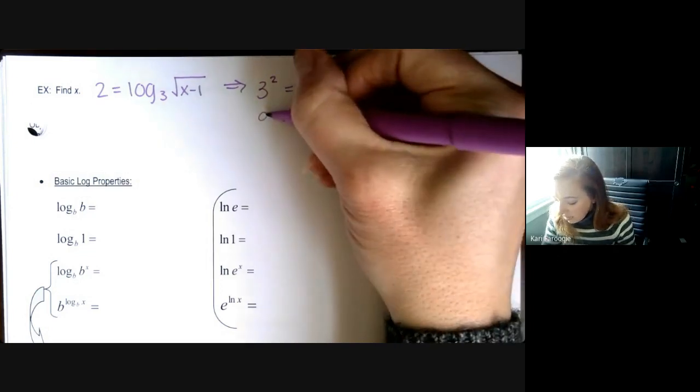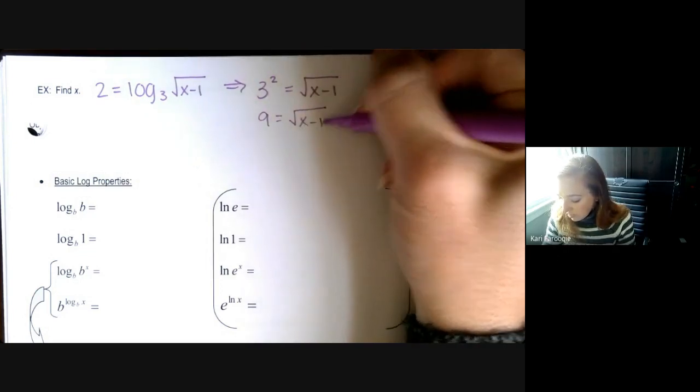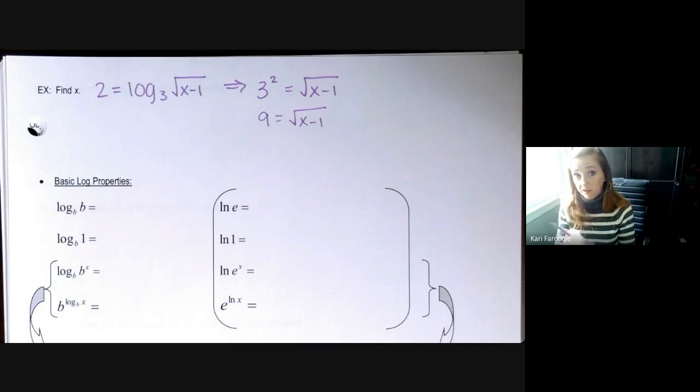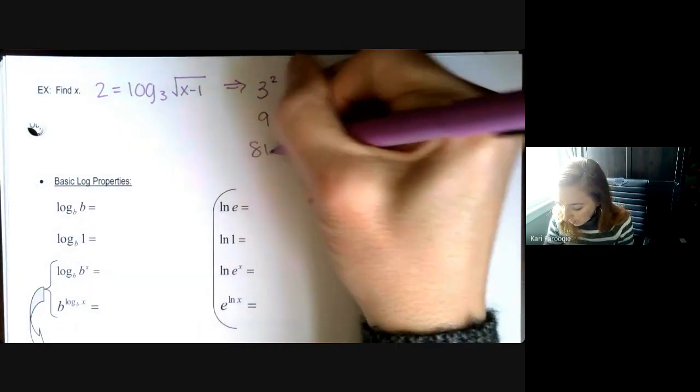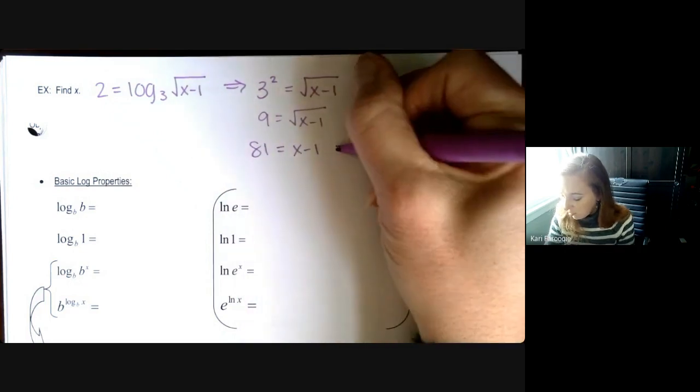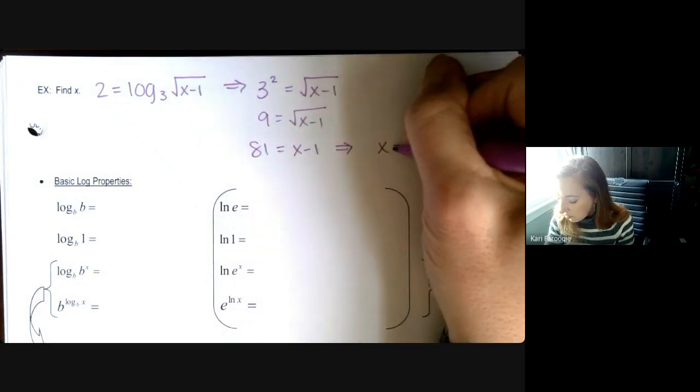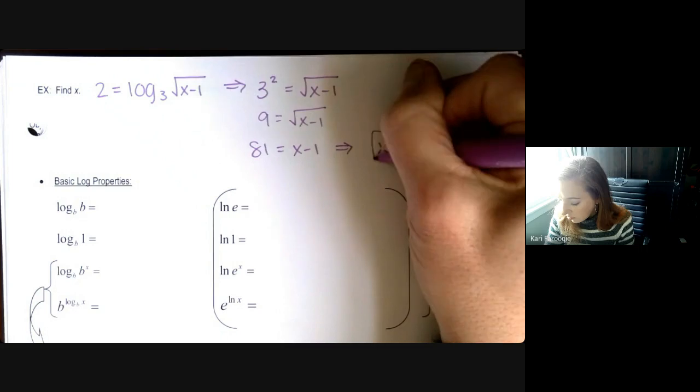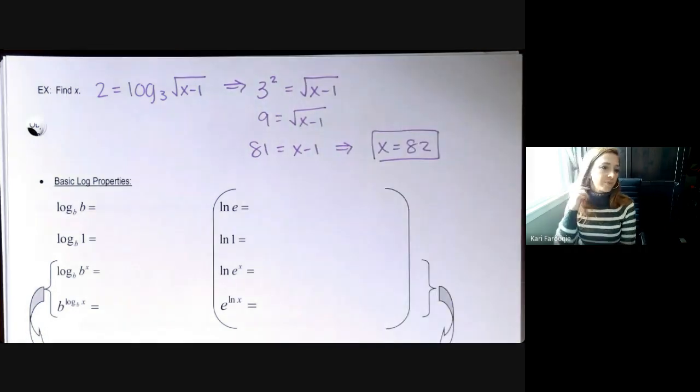All right, now I've got 9 equals the square root of x minus 1. If I want to solve for x here, I can square both sides to get rid of the radical. When I do that, I have 81 equals x minus 1. Add 1 to both sides, and you get x equals 82. That's it.